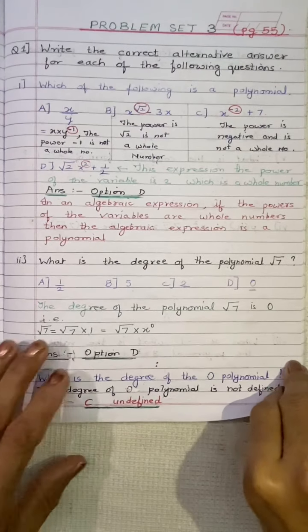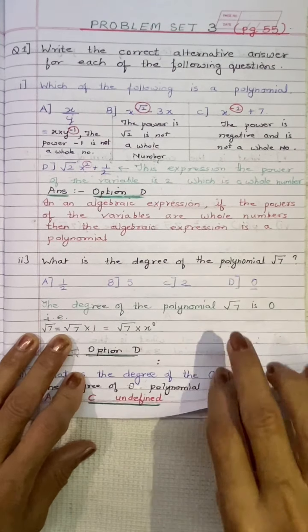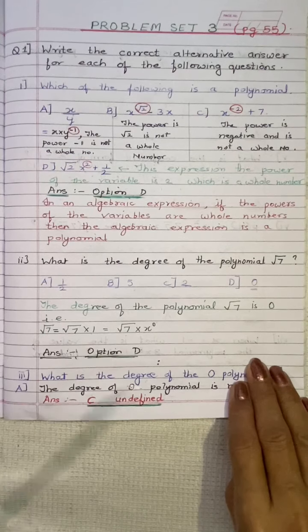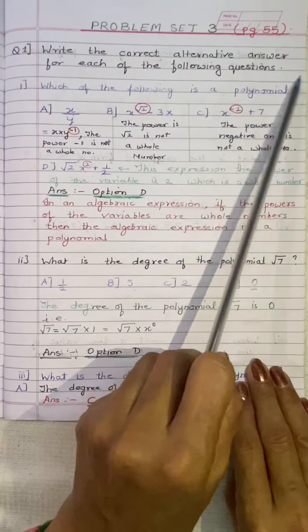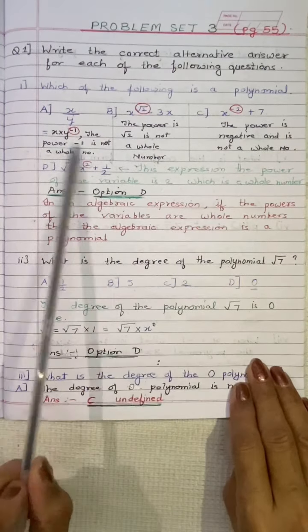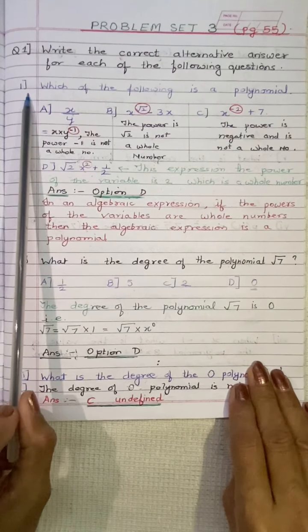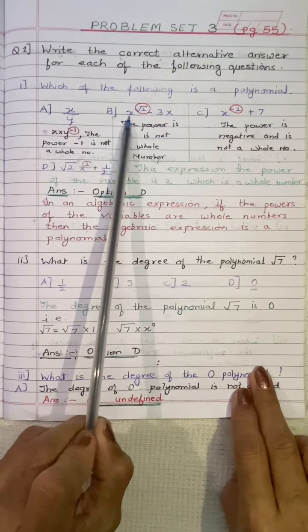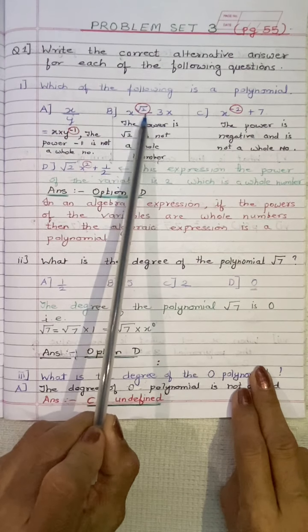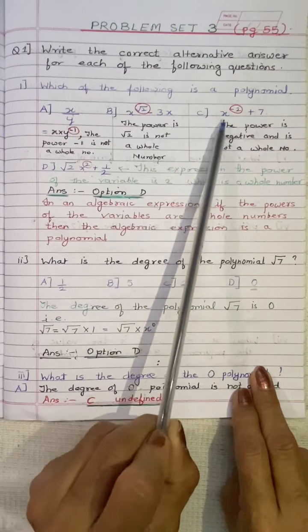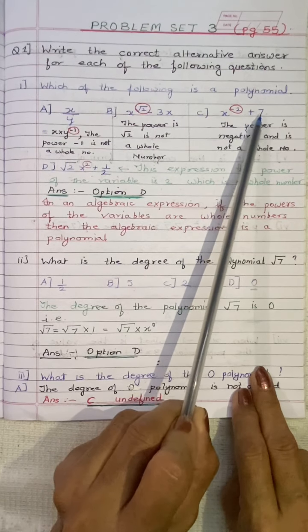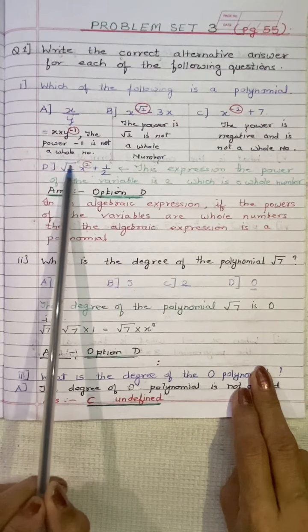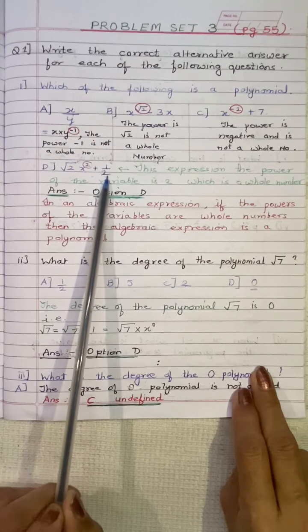Lessons, problem set 3, page 55 of your textbook. Question number 1. Write the correct alternative answer for each of the following questions. Sub question 1. Which of the following is a polynomial? x upon y, x root 2 minus 3x, x minus 2 plus 7, and root 2 x square plus half.